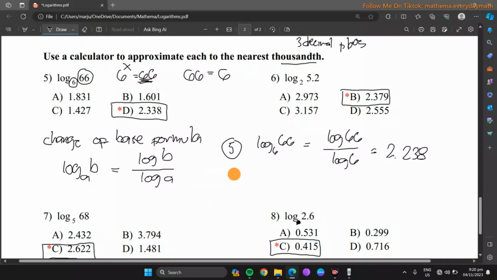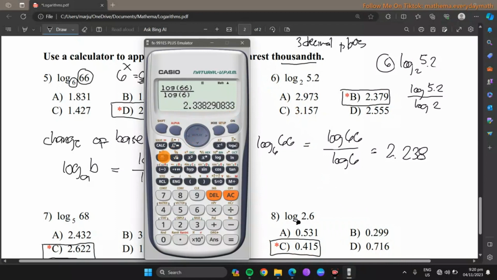So let's try to have number 6. So number 6, change of base formula, we have the log of 5.2 with base 2. This is equal to what? Log of 5.2 over log of 2. And again, this will give us letter B as well. So let's try. So we have the log of 5.2 over the log of 2. As you can see here, we have 2.379, the same.